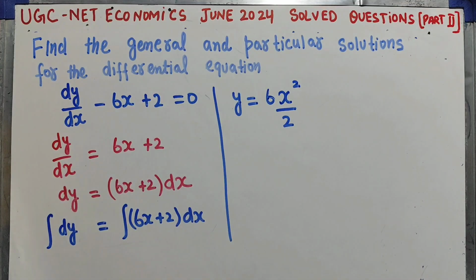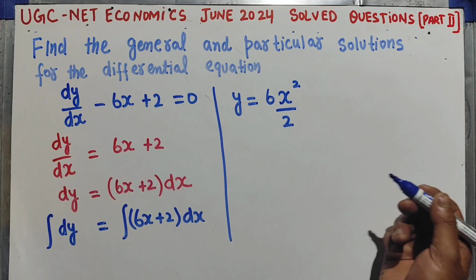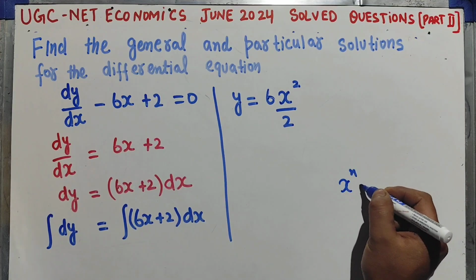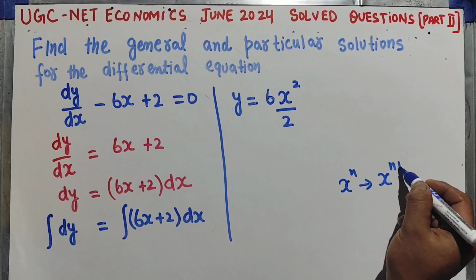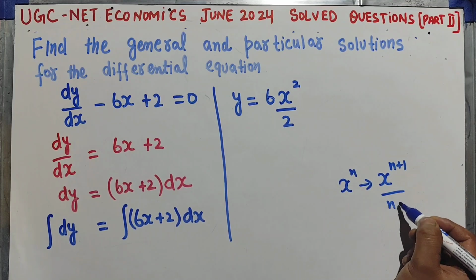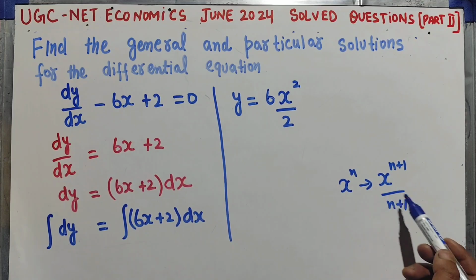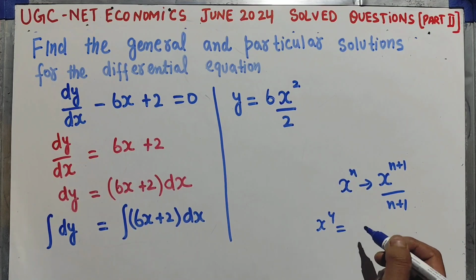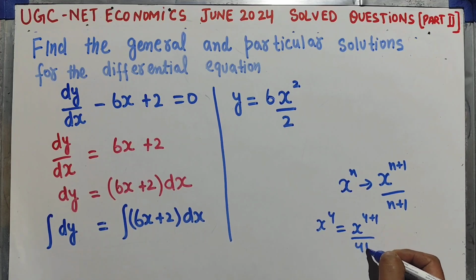This comes from the rules of integration, the power function rule. Loosely speaking, if we have x raised to the power n, its integration is x raised to the power n plus 1 upon n plus 1. That is, the exponent is increased by 1 and we divide by the resulting exponent. If we have x raised to the power 4, its integral is x raised to the power 4 plus 1 upon 4 plus 1.